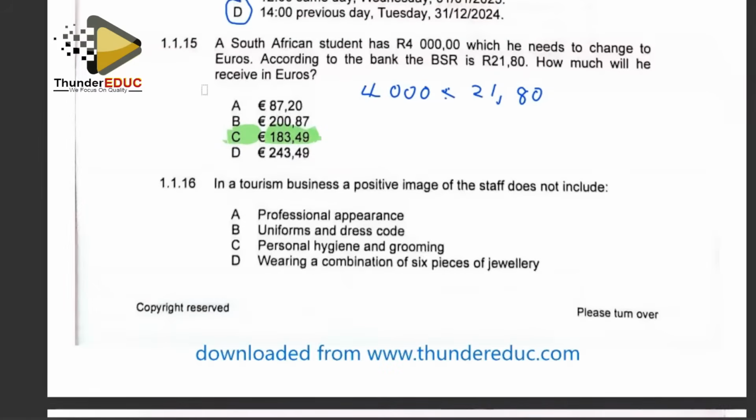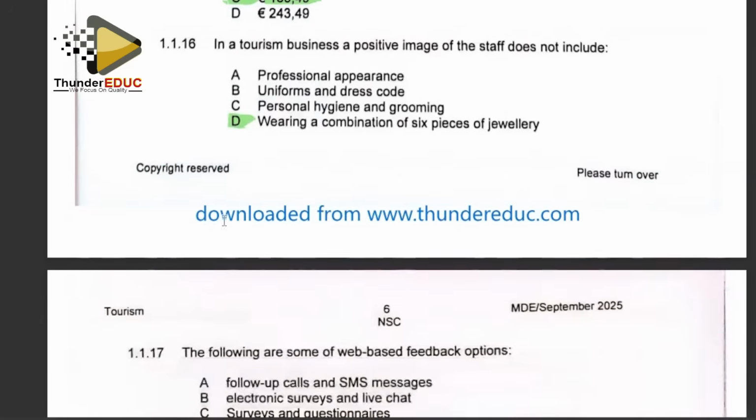Then 1.1.6, in a tourism business, a positive image of the staff does not necessarily include wearing a combination of 6 pieces of jewelry. So that is the letter D. It does not include wearing a combination of 6 pieces of jewelry.